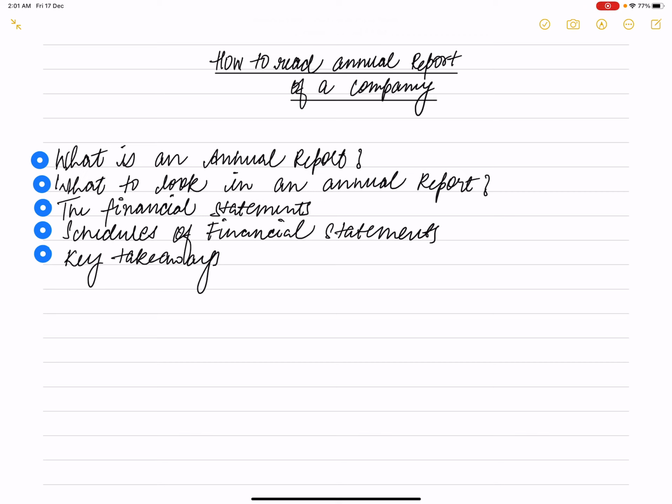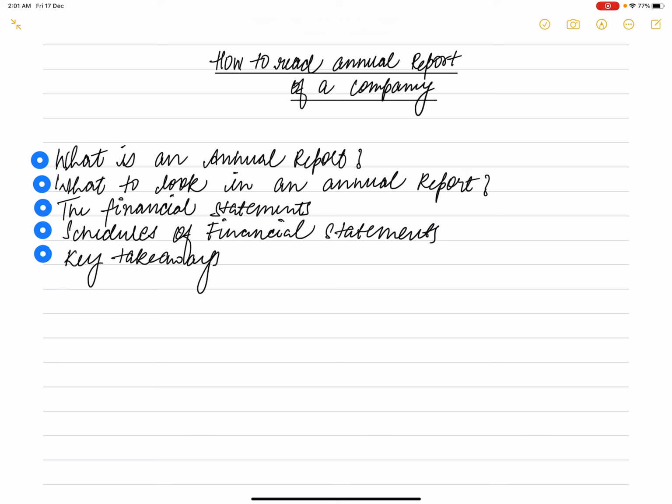The annual report contains 9 sections: financial highlights, the management statement, management discussion and analysis, 10-year financial highlights, corporate information, director's report, report on corporate governance, financial section, and notice.